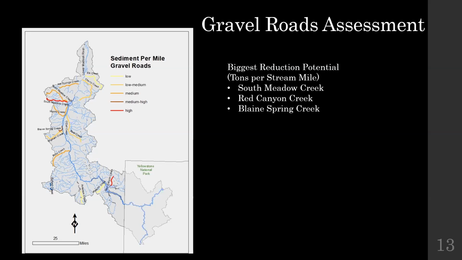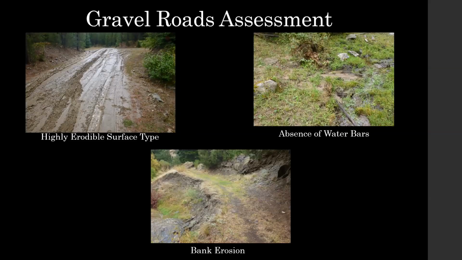This is just an example of some of what was observed: some highly erodible surfaces, absence of diversions or vegetation to keep that sediment from entering the stream, and then areas of high bank erosion where the sediment from the bank was going right into the stream from the road. And all of these are opportunities where different projects could be done to reduce the amount of sediment going into the streams.